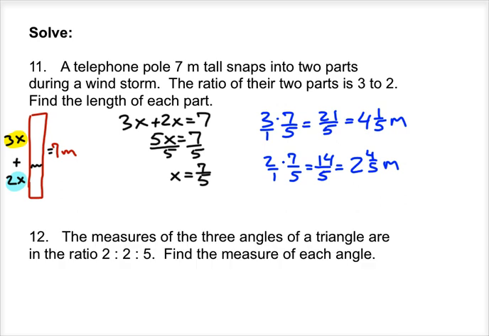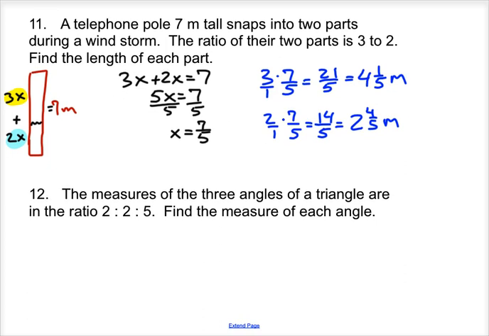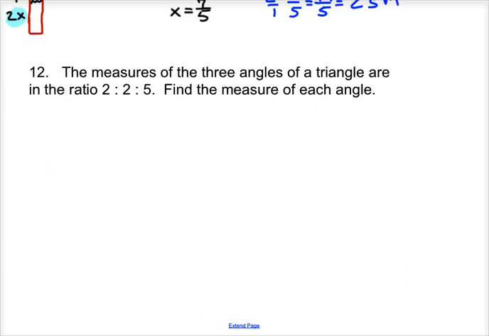Number 12. The measures of 3 angles of a triangle are in the ratio of 2 to 2 to 5. Find the measure of each angle. So I start by just drawing myself a generic triangle. I know they're in the ratio of 2 to 2 to 5, so 2, 2, and 5. So I'm going to actually put an x by each of them. So the angles would be 2x, 2x, and 5x.